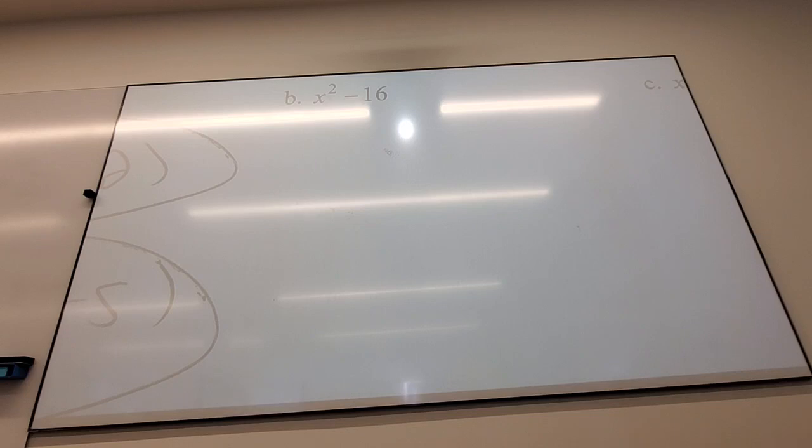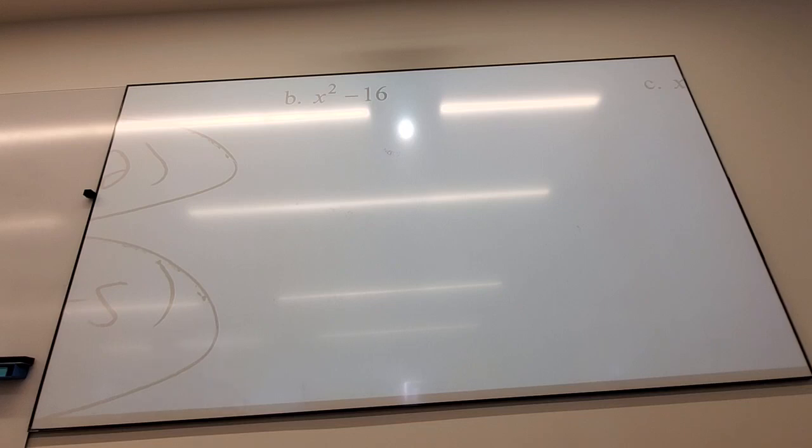X squared is x times x. 16 is 4 times 4. The middle term is 0. So if I apply the thought process from the first part, I want two numbers that multiply to negative 16 and add to be 0. Yeah, so they have to be the same number, different signs.